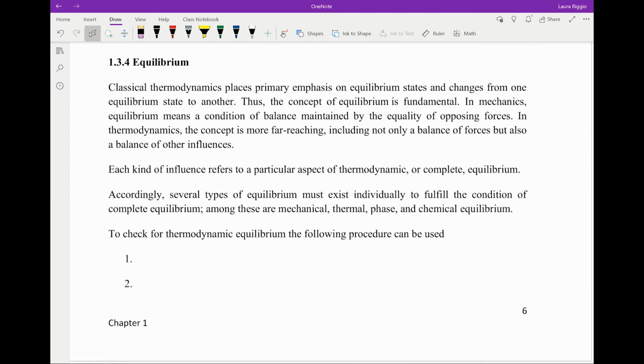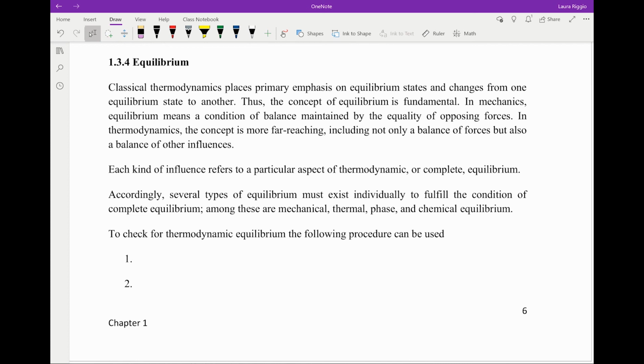So the last thing we're going to go over in this lecture is the definition of equilibrium. Classical thermodynamics places the primary emphasis on equilibrium states, so we're changing from one equilibrium state to another equilibrium state. So the concept of what equilibrium is is fundamental to our study of thermodynamics. In mechanics, if you remember, equilibrium means a condition of balance is maintained, usually by opposing forces. So the sum of your forces is equal to 0. The sum of your moments is equal to 0.